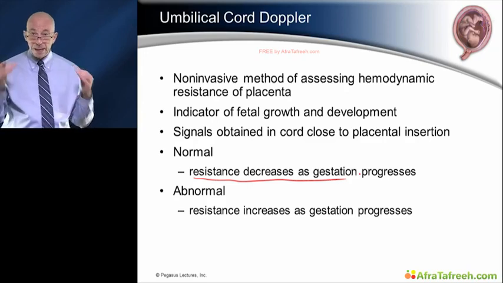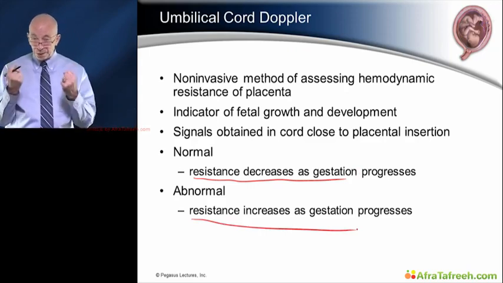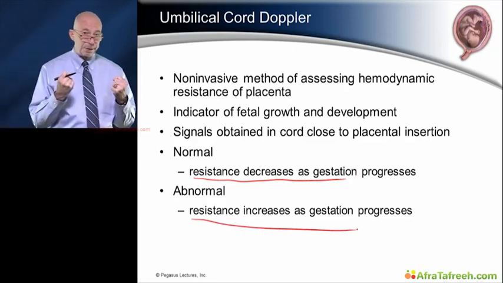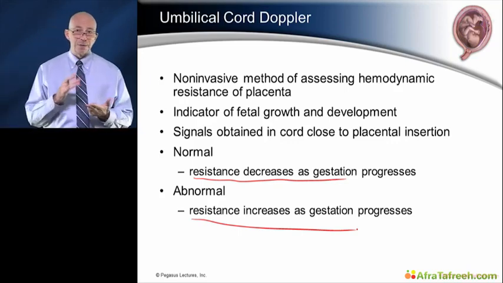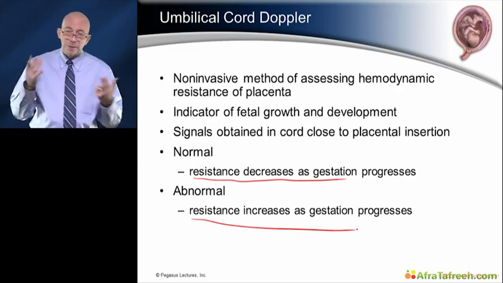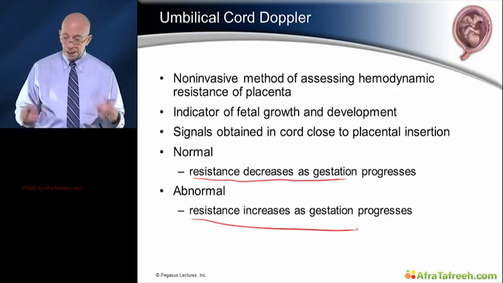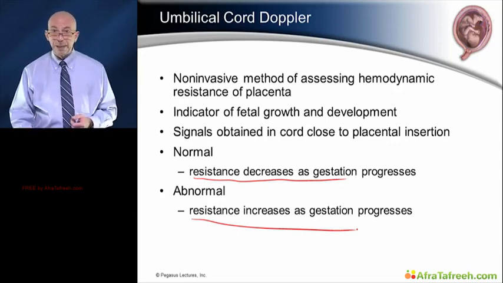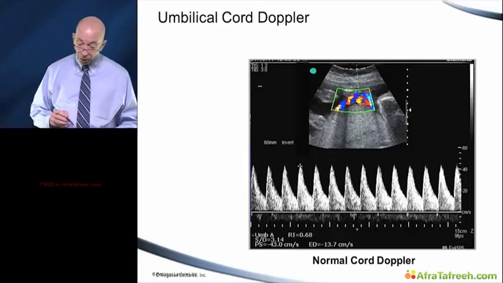An abnormal Doppler demonstrates an increased resistance, the placenta resisting blood flow as gestation progresses, and this can be an indicator of placental insufficiency. It's one of the diagnostic criteria in looking at intrauterine growth restriction and assessing overall fetal well-being. This is an example of a normal cord Doppler.